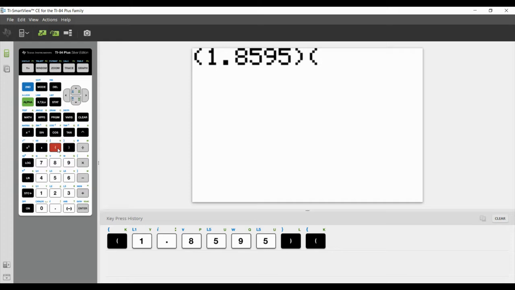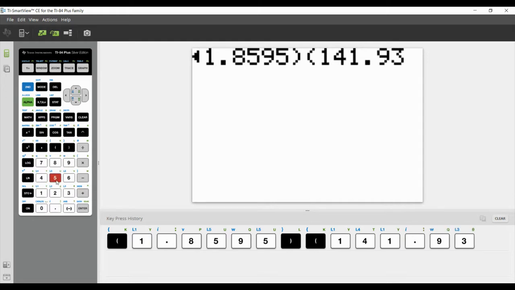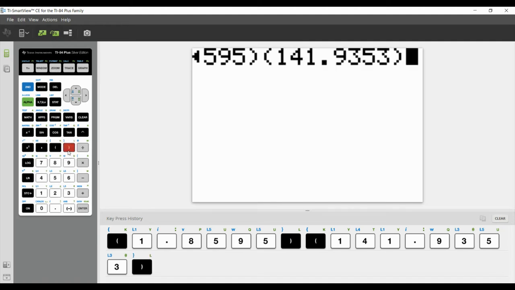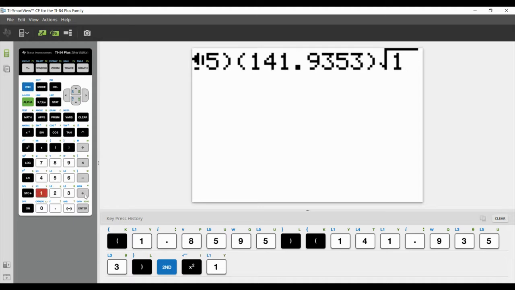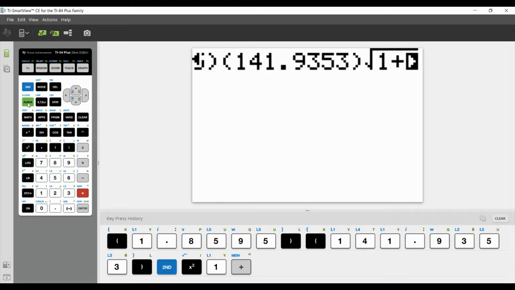Then we're going to close the parenthesis and start a new one for our standard error of the estimate. So 141.9353. Close that parenthesis. Now we have the big radical, so we're going to do our square root. Underneath, we have 1 plus, and then our first fraction.